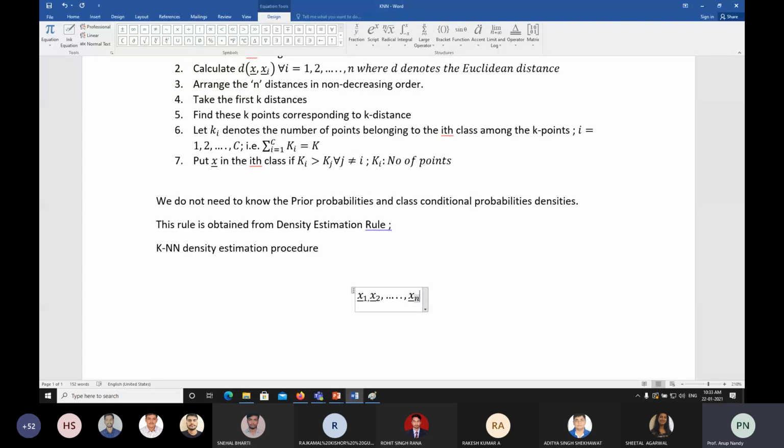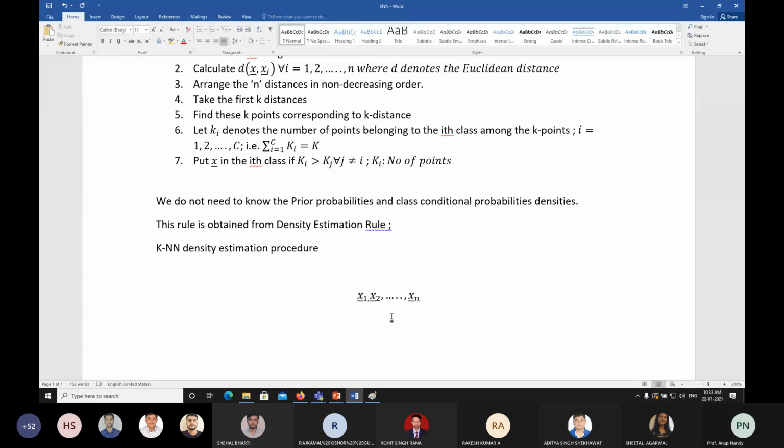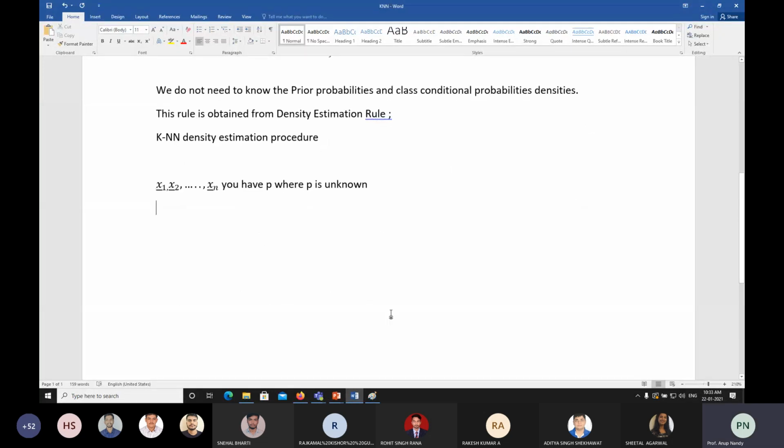You have p, where p is a density function, and p is unknown. You need to estimate p. Now, what is the procedure to be followed?